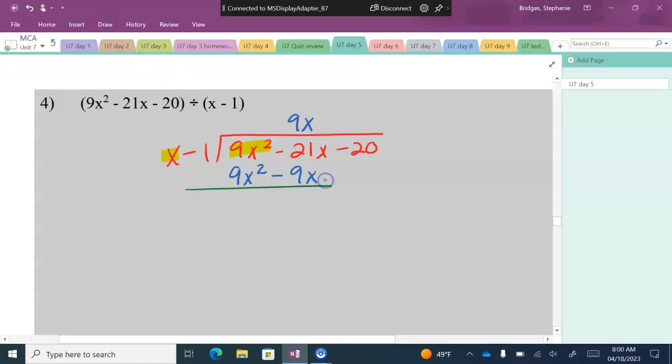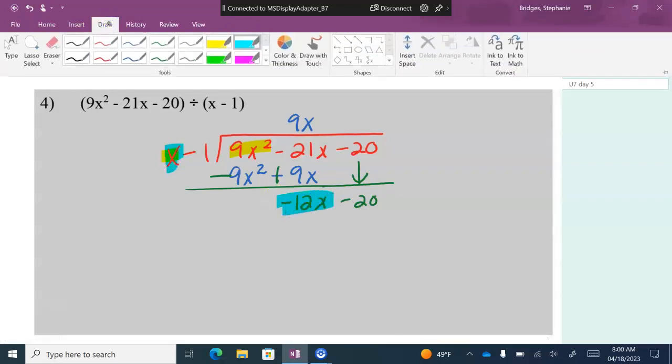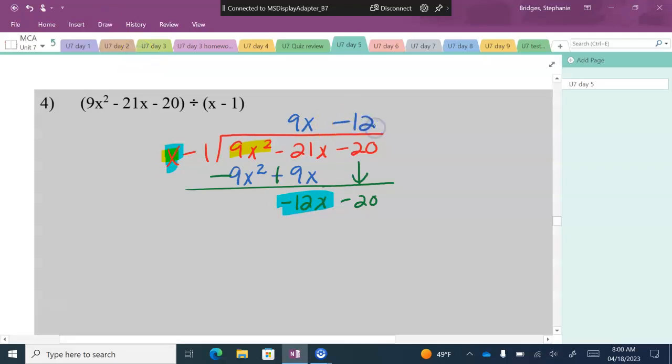When I draw my line, make sure you change every sign. The 9x squareds cancel. Now, if I combine a negative 21x and a positive 9, what is that going to give me? Negative 12. I'm going to bring down that minus 20. And then I'm going to focus again. What do I multiply x by to turn it into a negative 12x? Negative 12, yep. So I'm going to put minus 12 at the top. We multiply that negative 12 by the x and the negative 1. So that's going to give me a negative 12x, and that's going to give me a positive 12.